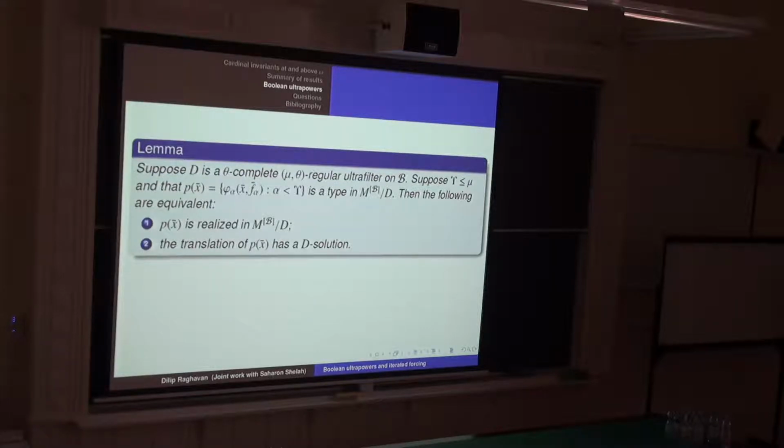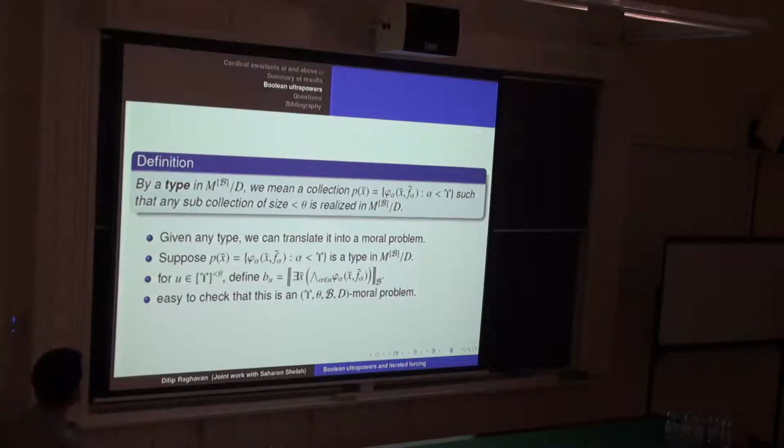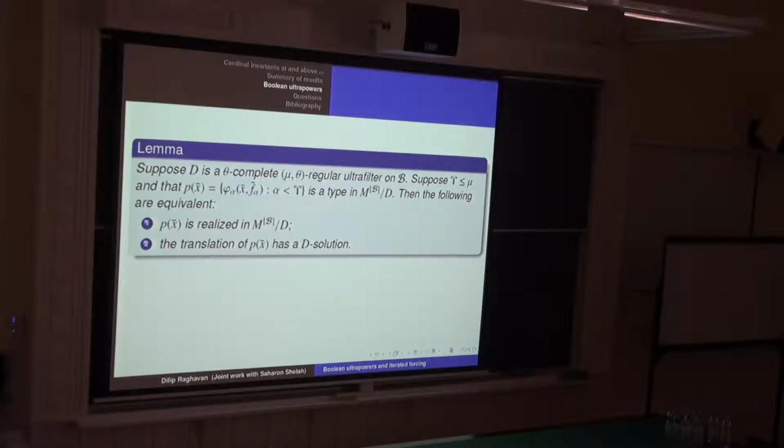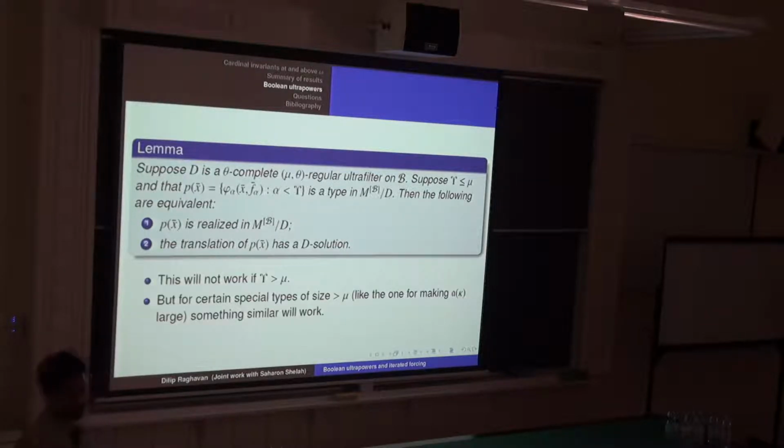Now, this is one of the important lemmas that we use. If you have a theta complete mu theta regular ultrafilter on B, and this is the most important requirement here, namely that upsilon is less than or equal to mu, so it's a type that's not too big, and you have a type of size upsilon, then the following are equivalent. The type being realized is the same as the translation, meaning the translation I did here by taking BU to be the truth value of this formula, having a D solution in the sense that I defined before. These are equivalent.